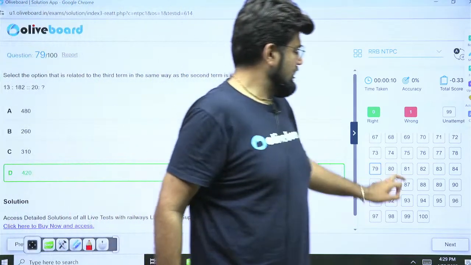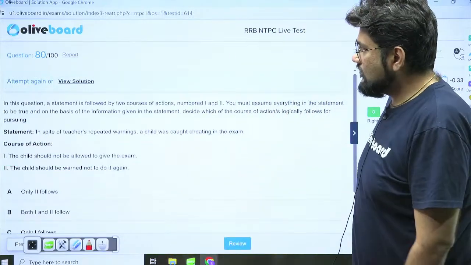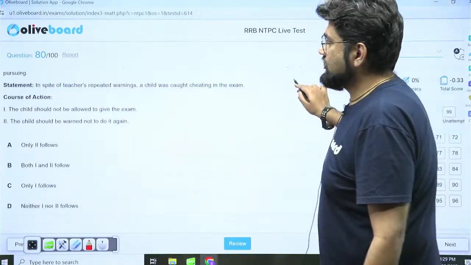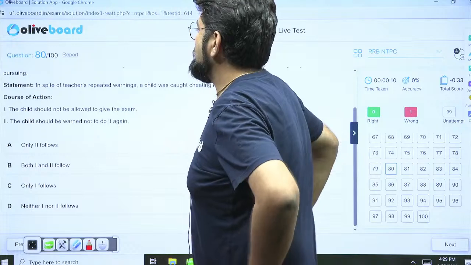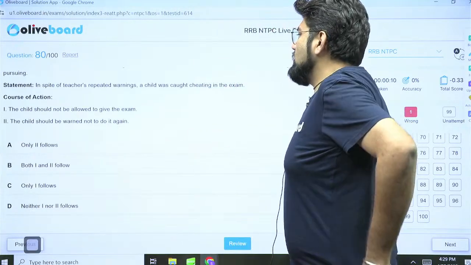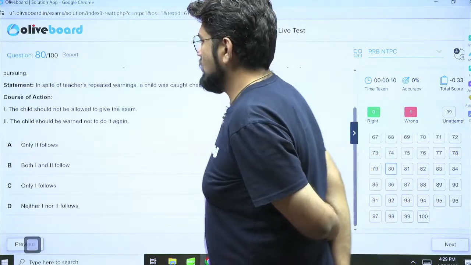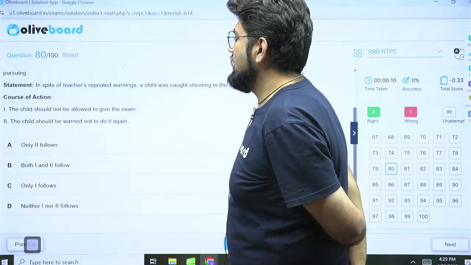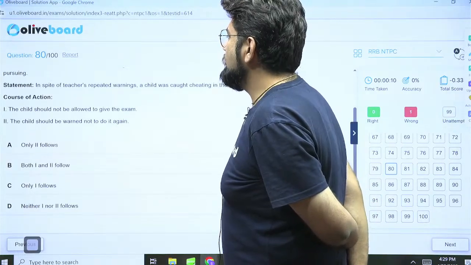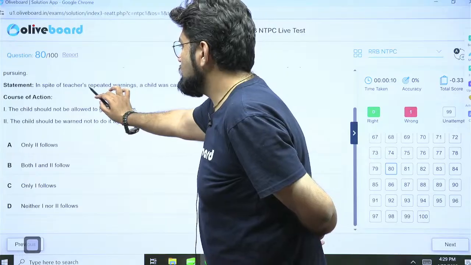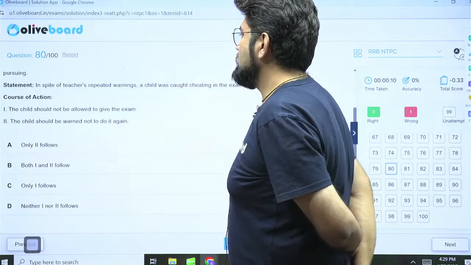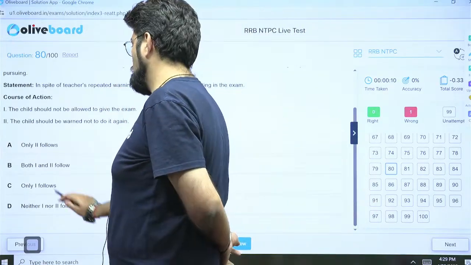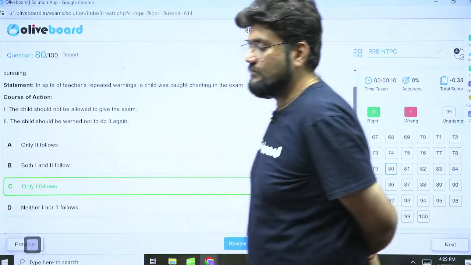Next, question number 80. Statement, course of action. In spite of teachers' repeated warnings, a child was caught cheating in the exam. The course of action: the child should not be allowed to give the exam; the child should be warned not to do it again. What do you think follows? Repeated warnings of the teacher. Then the child should not be allowed to give the exam. I think only one should follow.